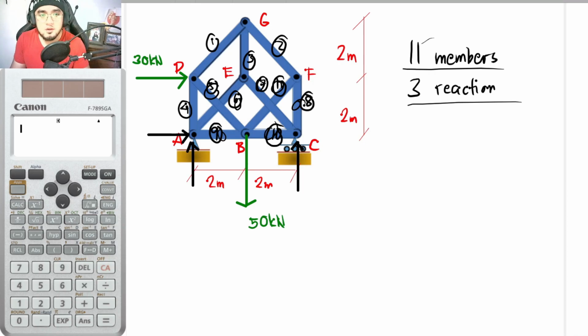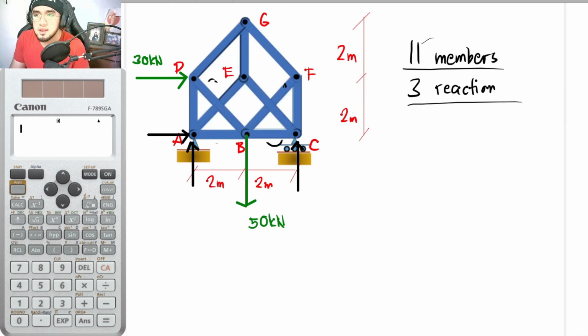In order for us to know the number of equations that we can use, we must now count the number of joints in this particular figure. That is quite elementary. So that is 1, 2, 3, 4, 5, 6, and 7. So 7 joints all in all.